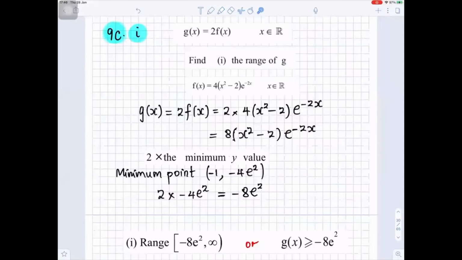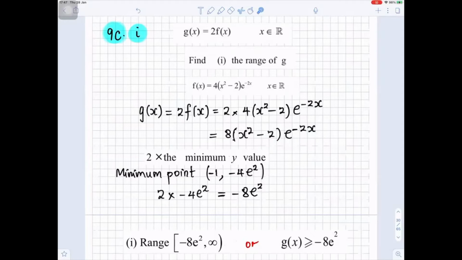So for question 9c, g of x is equal to 2 times f of x. Find (i) the range of g. Now, if we have 2 times f of x, we multiply 2 times f of x. So it will be 2 times 4, that will give us 8. So in front now it will be 8 and the rest stays the same.